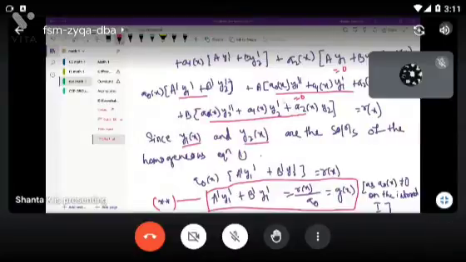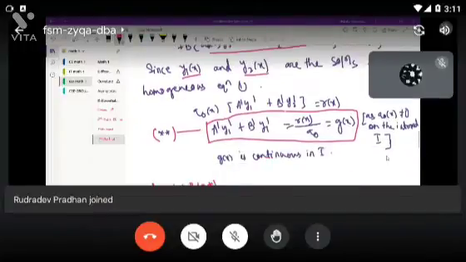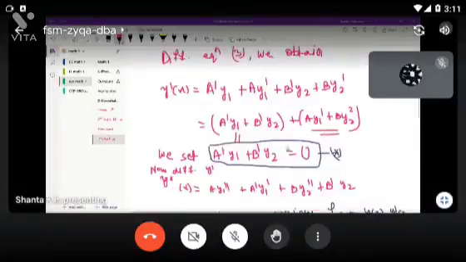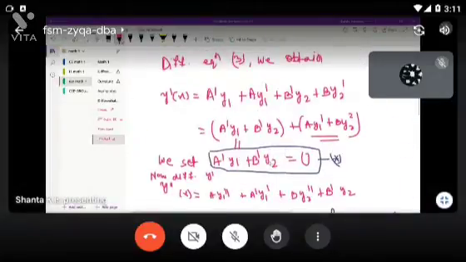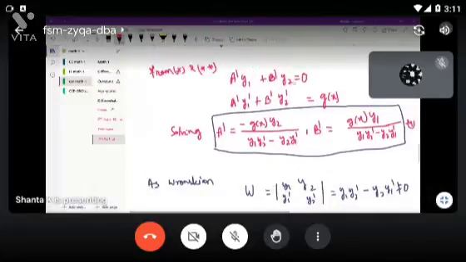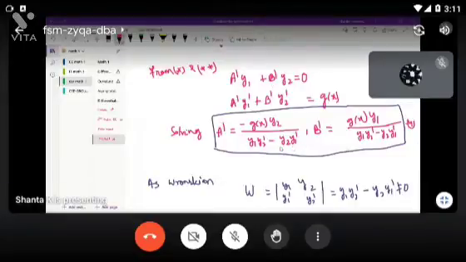So once you set this to 0, we are left with this much. And you can set this one equal to g(x), r(x) by a naught. And this a naught is not equal to 0. So g(x) is continuous in the given interval. Now these two conditions: this is one condition, we set this one, and this is the other. So these are the two equations. If you solve these two, we are getting this.